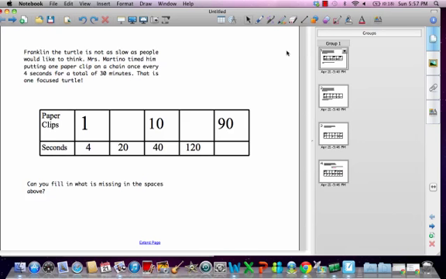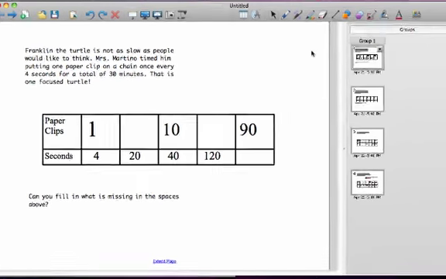We're going to be looking at some ratio tables right now. All right, Franklin the Turtle. Not as slow as people would like to think. Mrs. Martino actually timed him putting one paperclip on a chain once every 4 seconds for a total of 30 minutes. That is one focused turtle. Sure is. So, can you fill in what is missing in the spaces above?